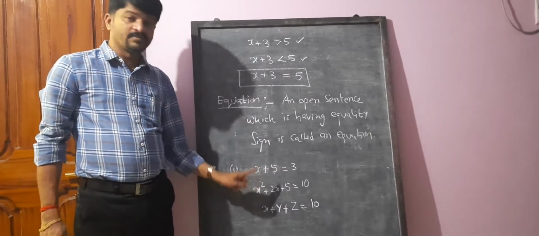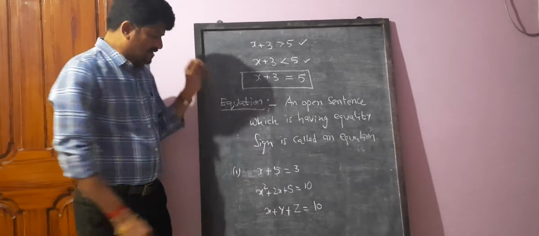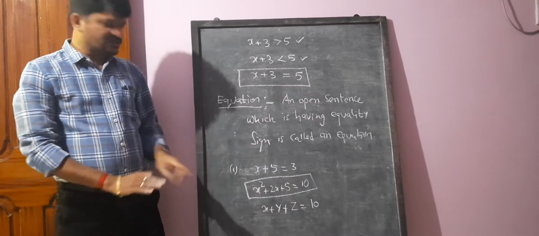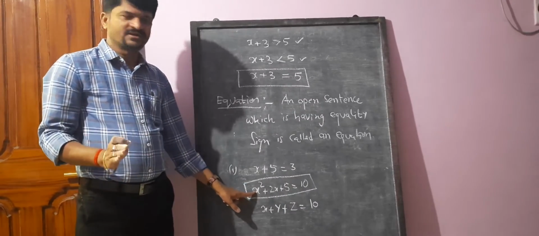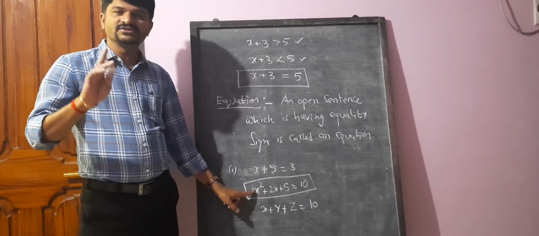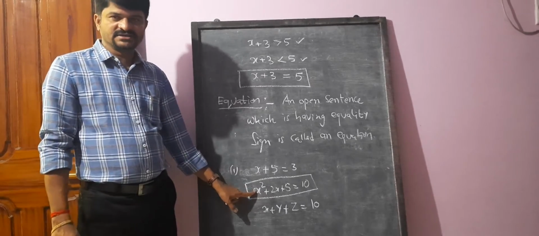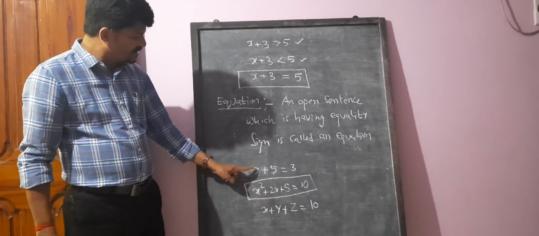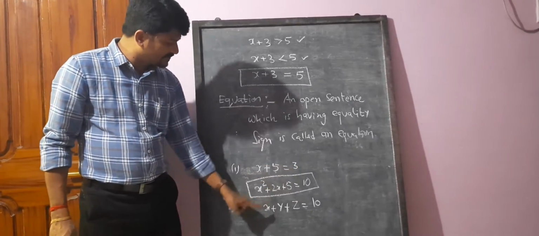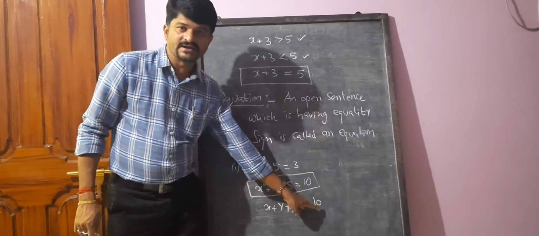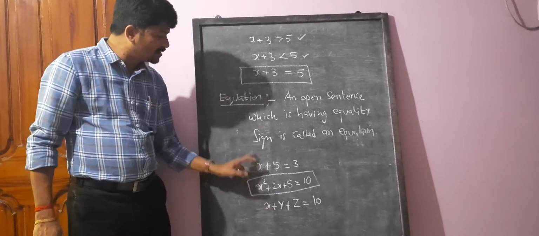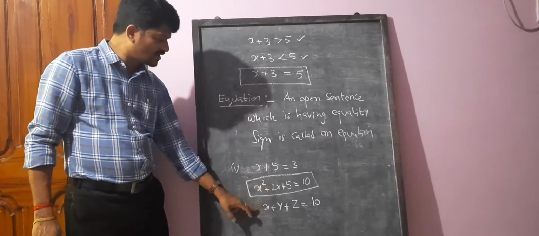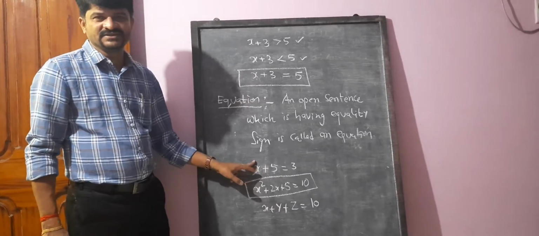Clear, children? But one thing you can observe, this is an equation. You just leave this equation right now, because about this equation you are going to learn in your higher classes. I will give you the introduction of this equation also. But if you observe x plus 5 is equal to 3 and x plus y plus z is equal to 10, these two are called linear equations.